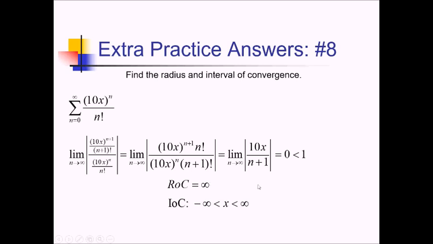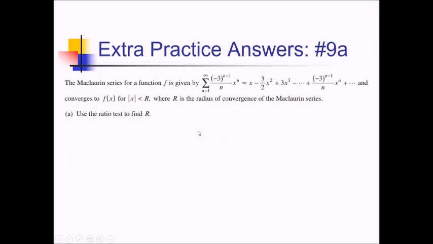So there we go. For this problem, we're given the Maclaurin series for a function, this term right here. And this converges to f of x for absolute value of x less than r, where r is the radius of convergence. Okay, all that makes sense. Our first task is to use the ratio test to find r. So they're telling you, use the ratio test. Use the ratio test, Luke. We can't use the geometric series test because this is not a geometric series, because of this n down here.